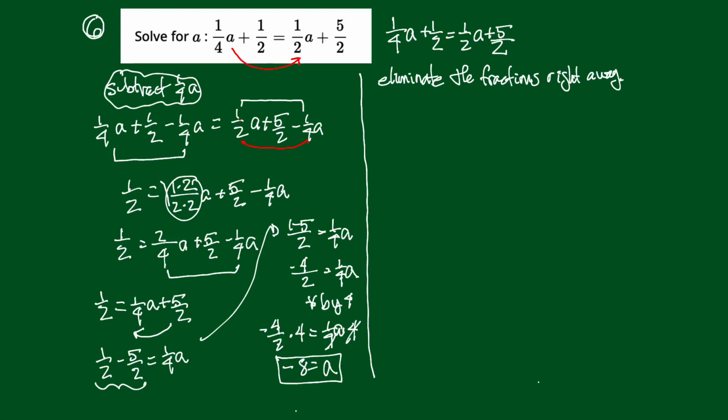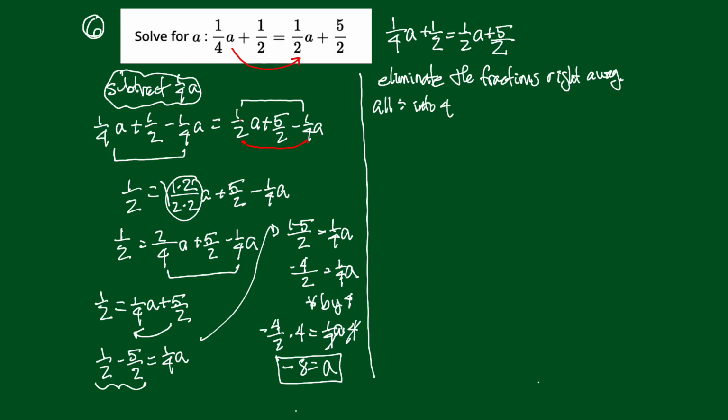Look at the denominators. The denominators are 4, 2, 2, and 2. Now, what is the LCD? The LCD is the lowest common denominator, and I get that by looking at this. What is the smallest number that all of these, this one, this one, this one, and this one, divide into? Okay, so I'm saying this. All divide into 4. All right, so that's the LCD.